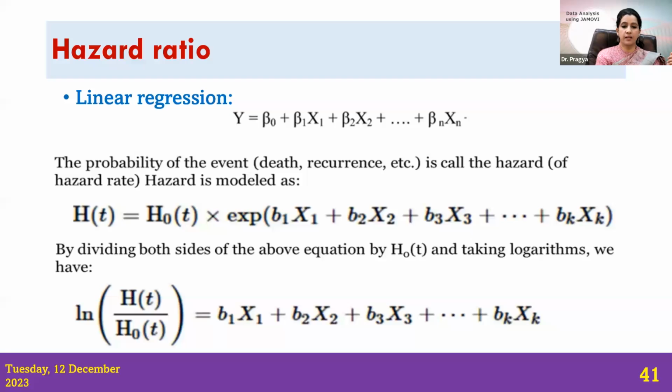So it is the hazard rate, and it is expressed as h(t) is equal to h0. Instead of a plus, there is a multiplication here, and this is the exponent: exponent of beta 1 x1 plus beta 2 x2 plus beta 3 x3. If you want to remove this exponent, you have to take the log. So if you take the log on both sides of the equation, it will be log of h(t) by h0 is equal to beta 1 x1 plus beta 2 x2 plus beta 3 x3. So this is the function of the hazard ratio.